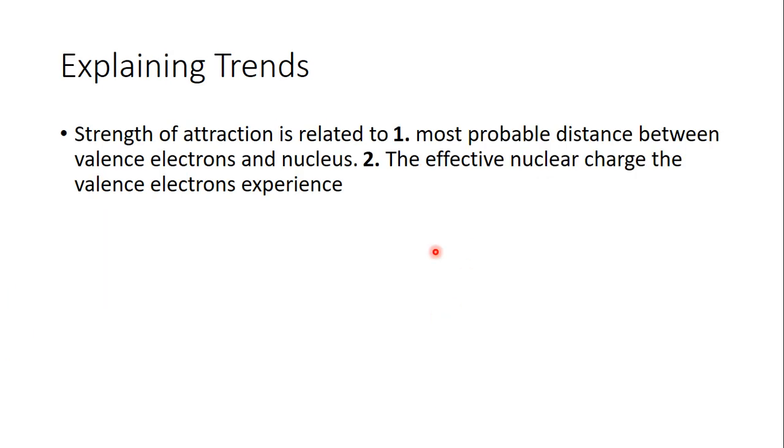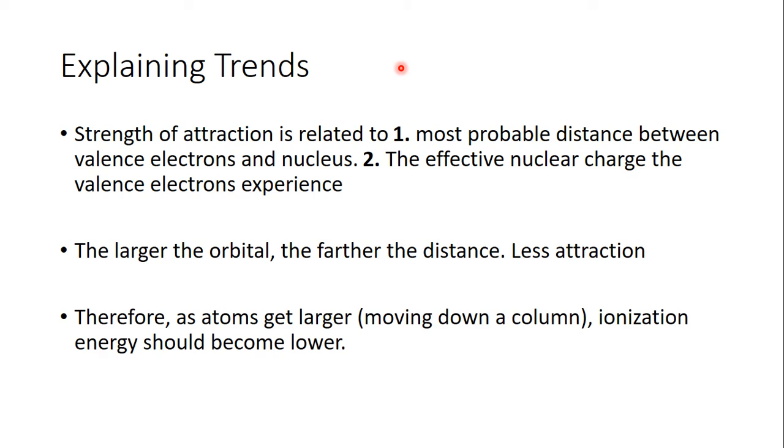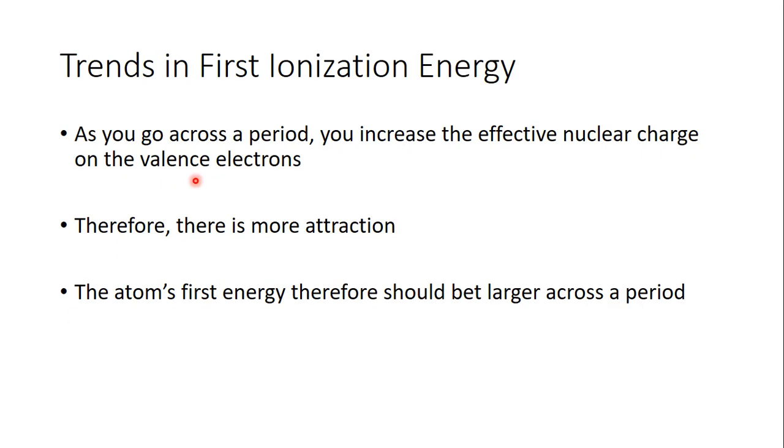So the trends in ionization energy are based on two things. One, the distance between valence electrons and nucleus, and two, the effective nuclear charge. The larger the orbital, farther distance, less attraction, lower ionization energy. So as we move down a column, ionization energy becomes lower. Now as you go across a period, the effective nuclear charge increases. You have more attraction because of Coulomb's law, and so it is harder to remove that electron.